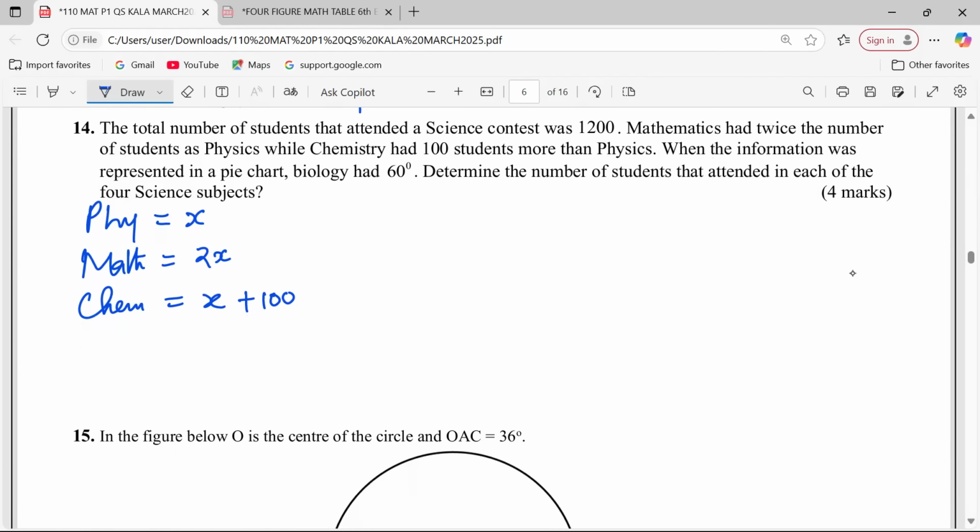What about biology? Now biology is having 60 degrees in a pie chart, which means 60 over 360, which is the total degrees, to give us the fraction of biology, times 1200. So for biology, we can get the number directly now. 60 by 360 times 1200, giving us 200 students who sat for biology.